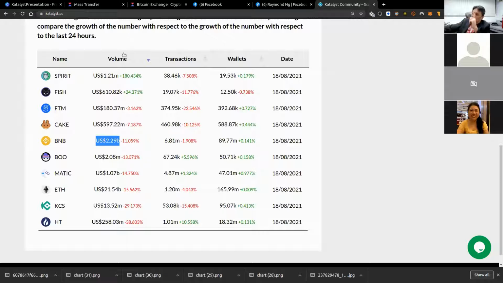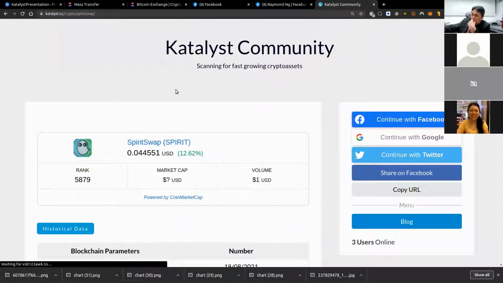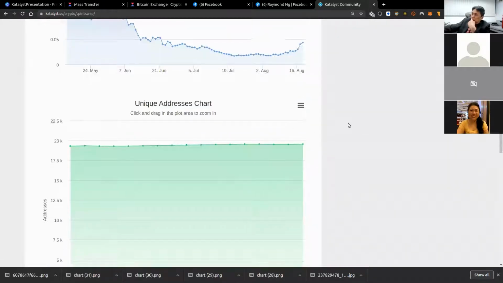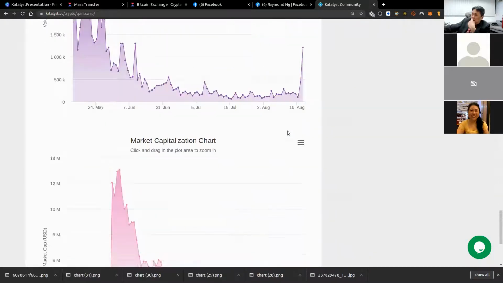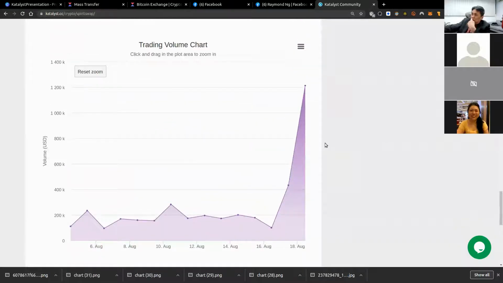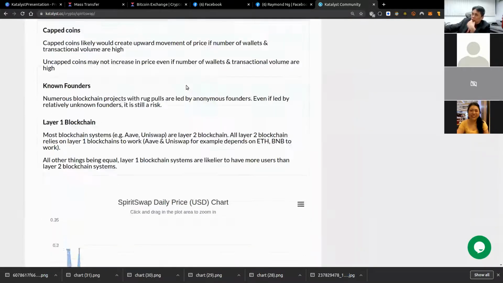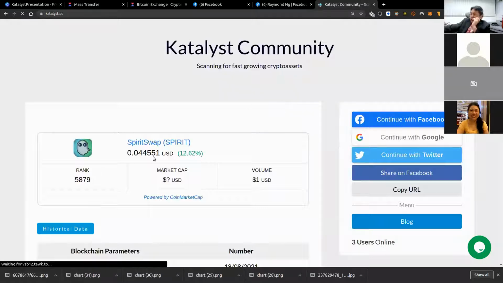But sometimes when you look at the volume, the percentage change is the one that you should look at. For example, in Spirit, although this one is only 1.21 million, which is very small compared to Finance, you must know that it increased by, let me see, 180%. Spirit at the time was like 1 cent, 2 cents, now it's 44 cents. Volume increase, oh my god, it's a huge increase.